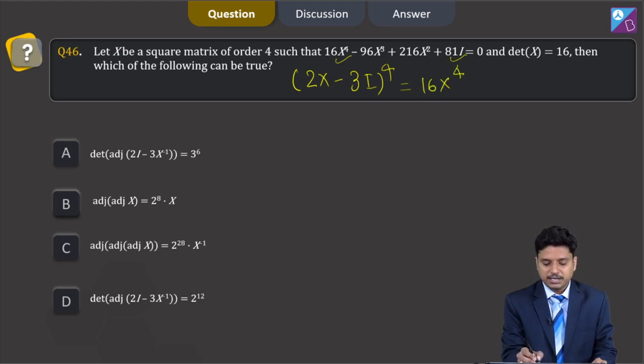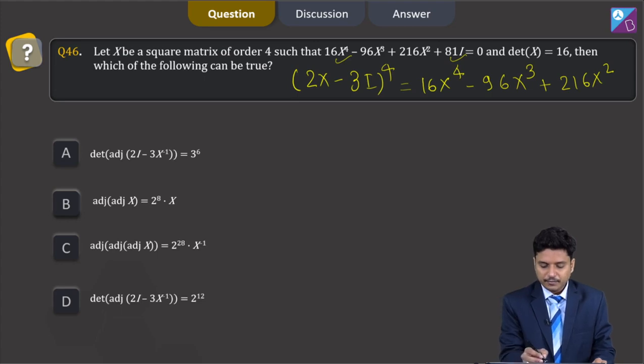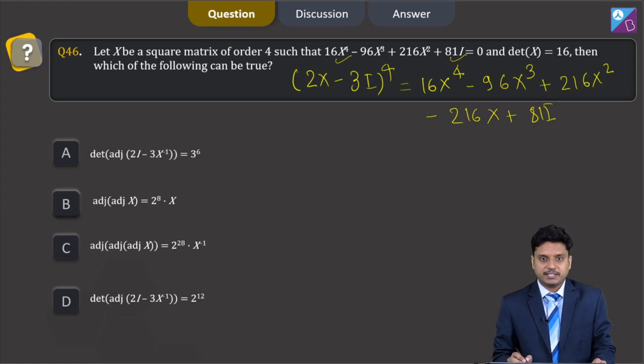You will be getting 16x raised to power 4 minus 4C1, 2 raised to power 3 and 3 raised to power 1. So it will be equal to 96x cube plus 216x square, and the next term will be minus 4C3, 2 raised to power 1 and 3 raised to power 3. That means 216x plus 81i. This is your (2x minus 3i) raised to power 4.